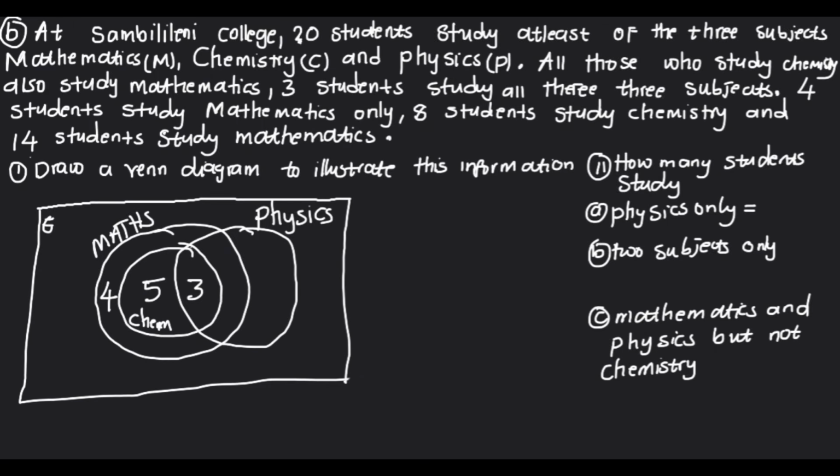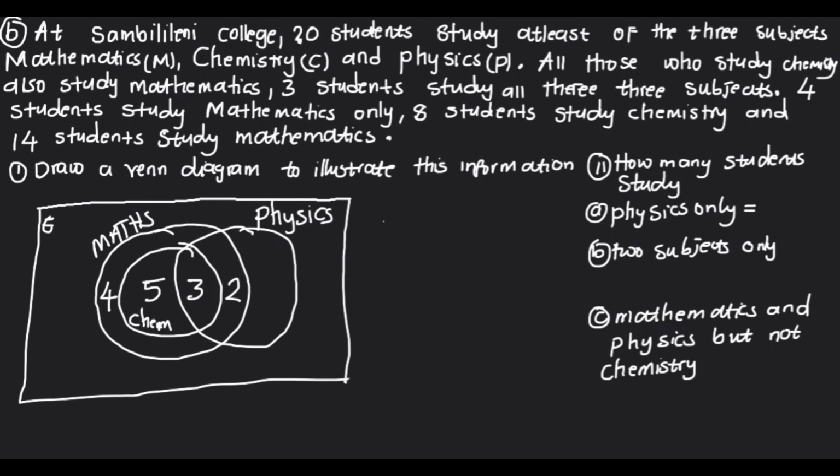What else do we have? We have 14 students studied mathematics. So from this 14, we have 4 that studied mathematics only. Then we have 5 that studied chemistry and mathematics. We have 3 that studied chemistry, mathematics, and physics. So we need to add these numbers. So 5 plus 4 is 9, plus 3, that is 12. 12 from 14 is 2. So here we are going to have the 2.